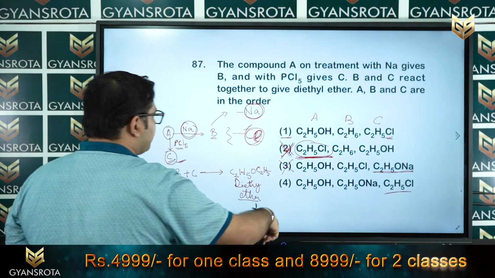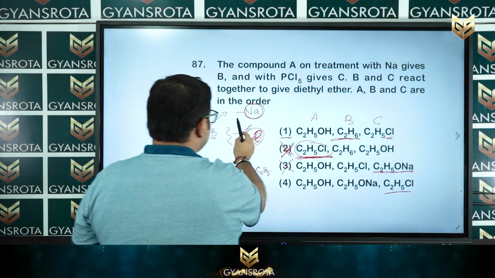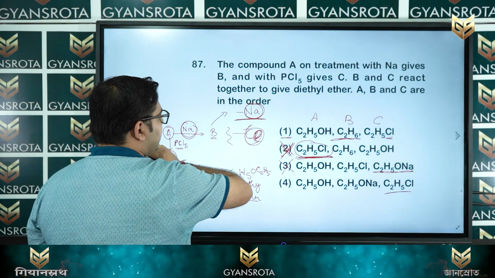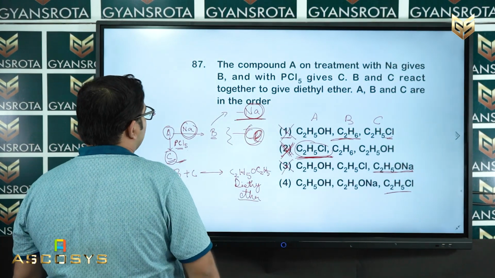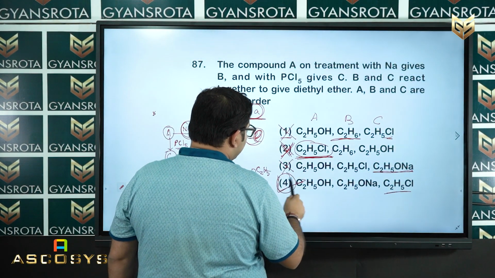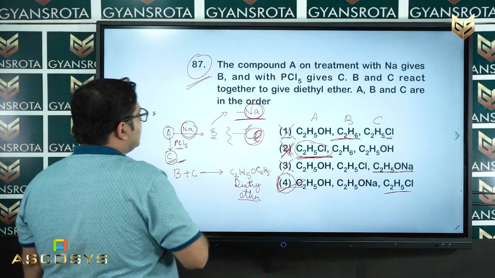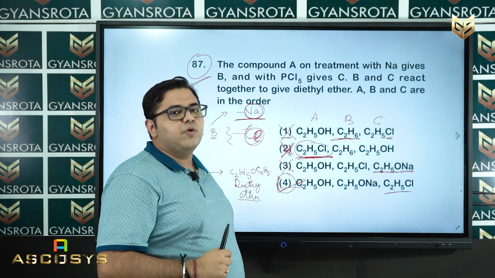Okay. Now, see the options. B, C2H6, no, it is not possible, because I already said the compound whichever we are taking should contain sodium. So, B is not the option. We are left with only one option, option number 4, and this is the correct answer of your question number 87. So, this is the easiest way to solve any organic question.